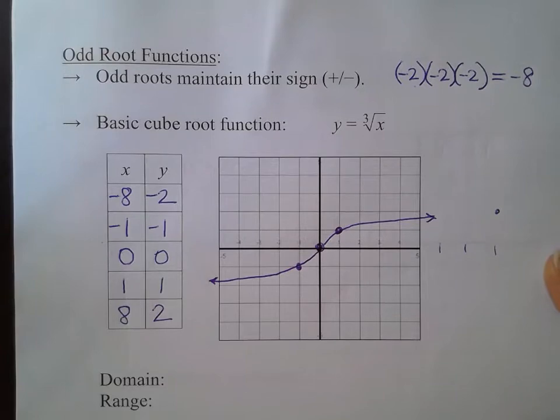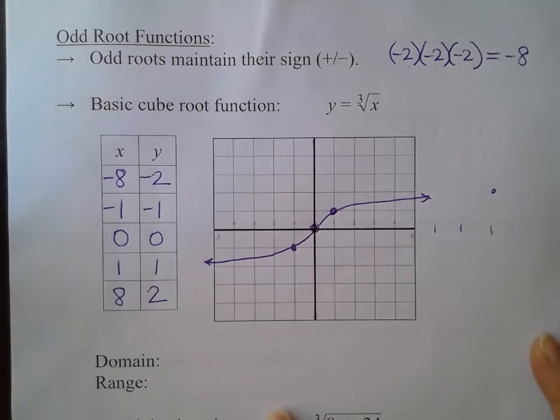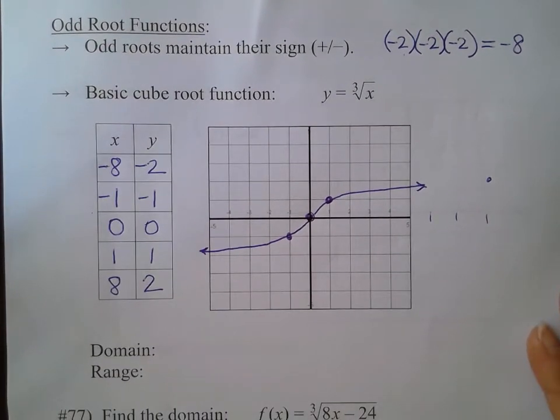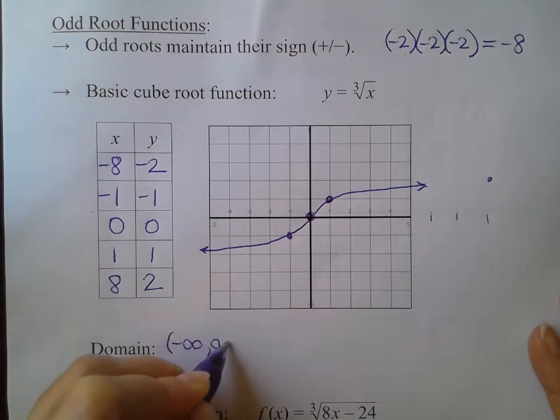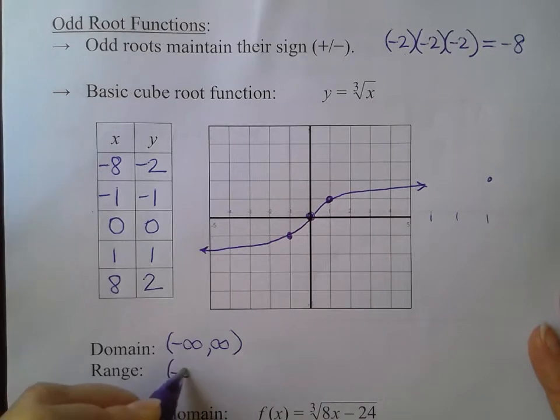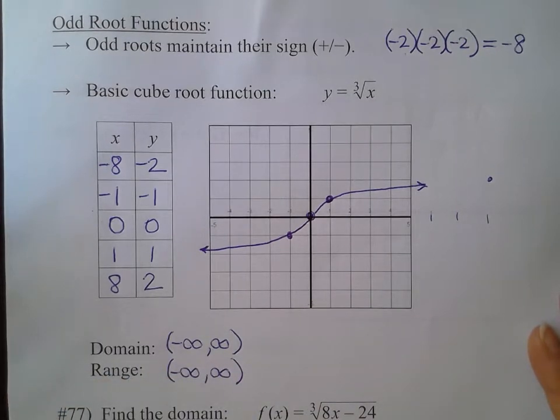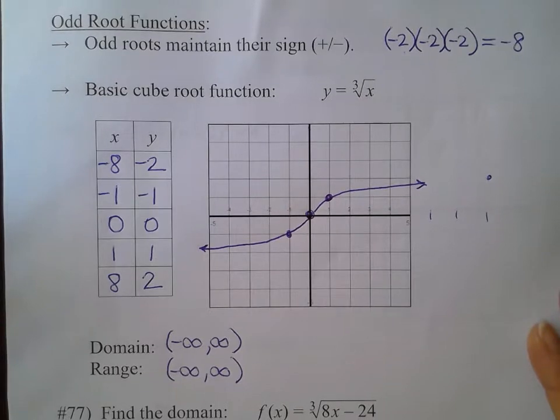Okay. Notice it stretches all the way out. There's no x values that I can't use. There's no y values that I can't get as a result. So the domain is all real numbers, and the range is all real numbers. It's true for this cube root and for any odd root as well.